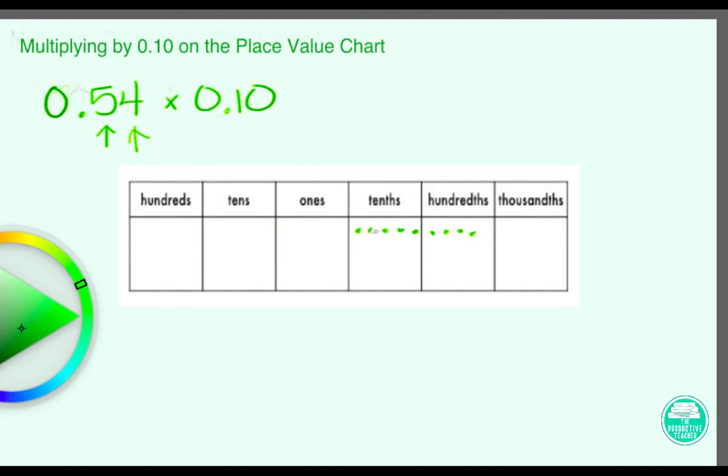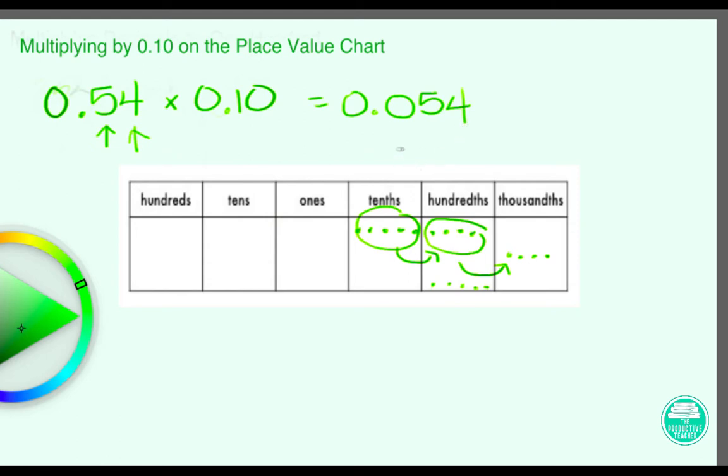Now I need to move both of these sets of dots to the right one place on the place value chart. So now I have 4 thousandths and 5 hundredths. This can get a little messy. So my answer is 0.0. I don't have any tenths, 5 hundredths, and 4 thousandths, or 54 thousandths.